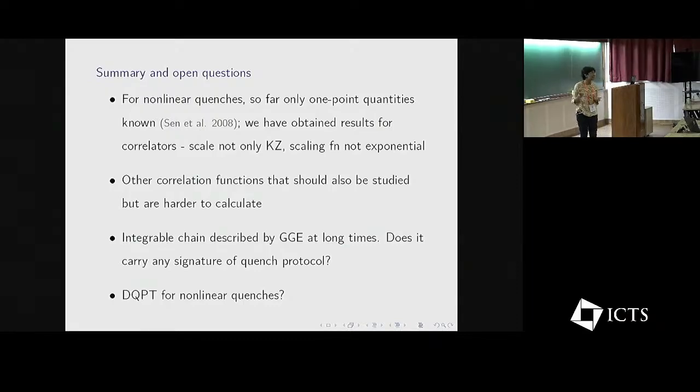For example, this is an integrable chain, and we expect it'll go to a generalized Gibbs ensemble at large times. Is there any signature of the quench protocol? Can it carry one? I don't know, but it might be interesting to look at. Manmeet already spoke about the equipartition, which has also been done for linear quenches. What happens if there's a non-linear quench? So thank you, and sorry for taking more time. Thank you very much.